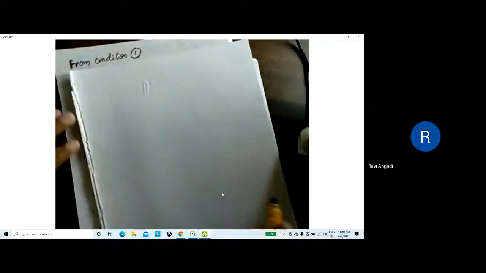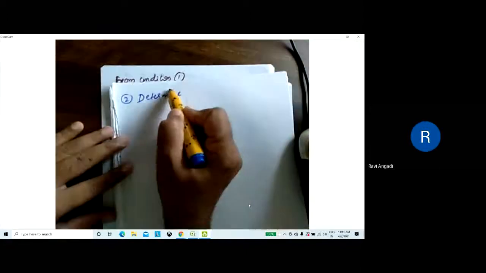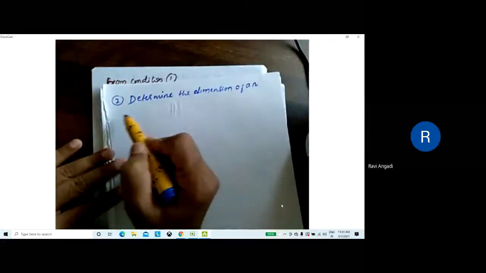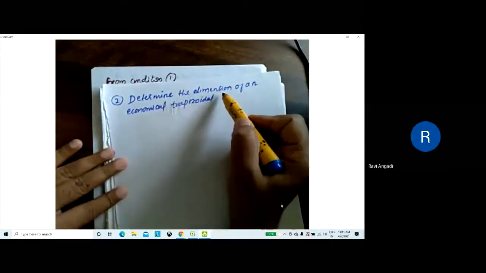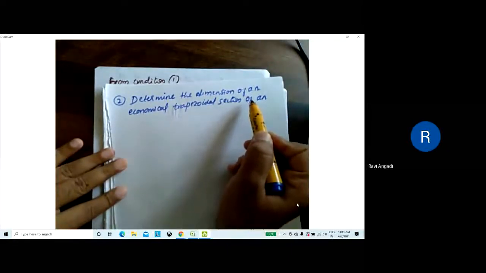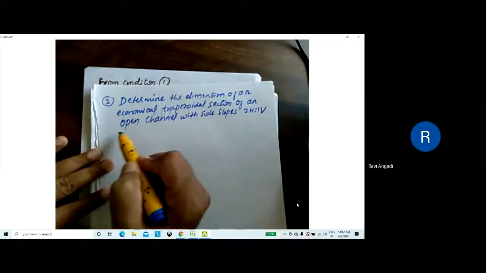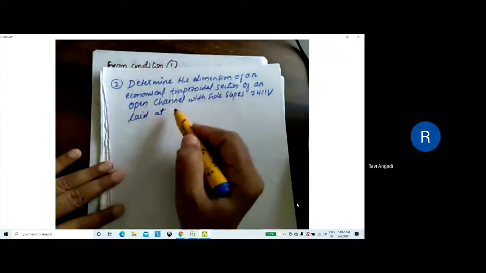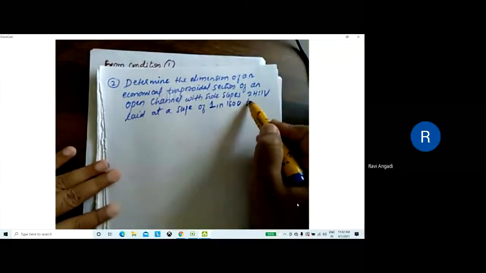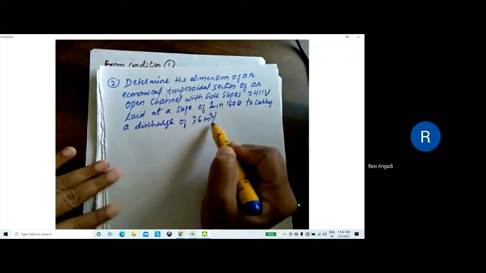Write down. I'll give the question to you. Second one. Determine the dimension of an economical trapezoidal section of an open channel with side slope 2 horizontal to 1 vertical, laid at a slope of 1 in 1600 to carry a discharge of 36 meter cube per second.